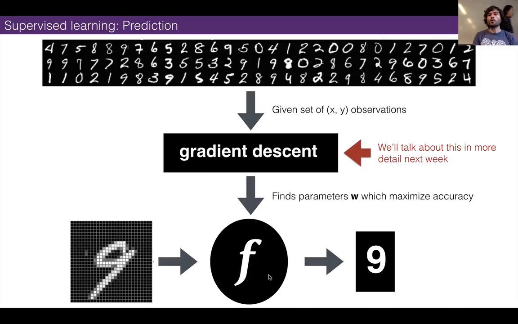Now, we're not going to talk about gradient descent this week. We're going to talk about it in more detail next week. This week we can just treat it like a black box. We're going to say that gradient descent is basically like a little magic box that will accurately give us x and y. That's how we can deal with it this week.